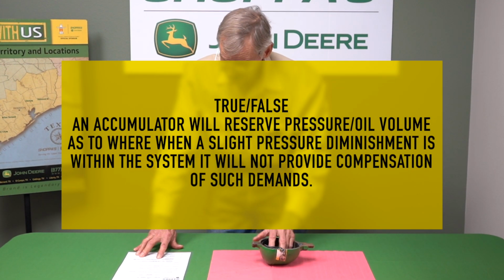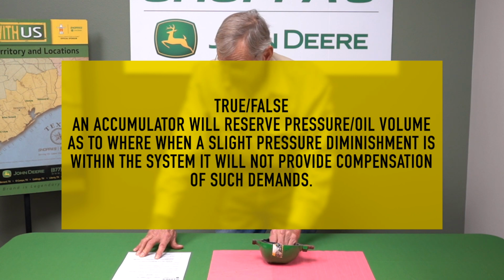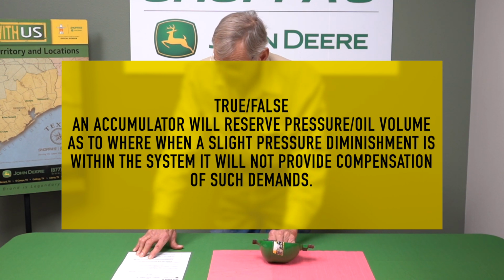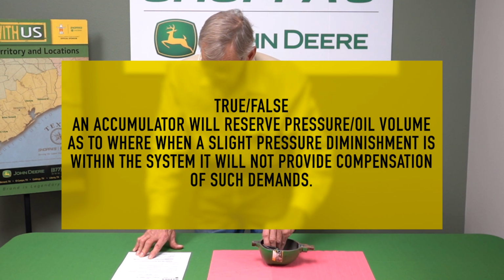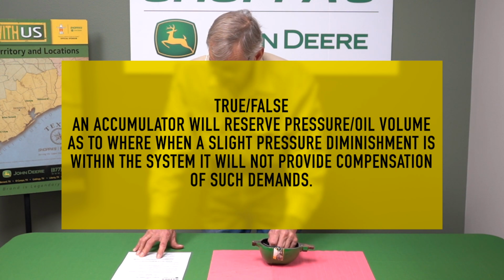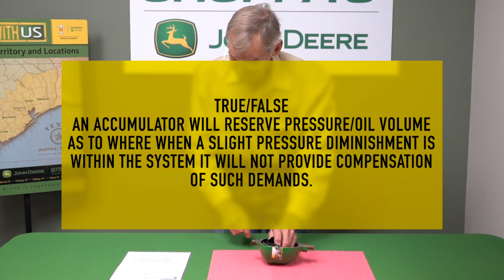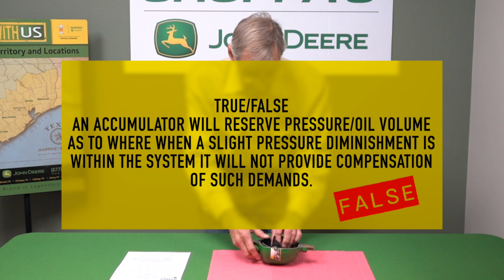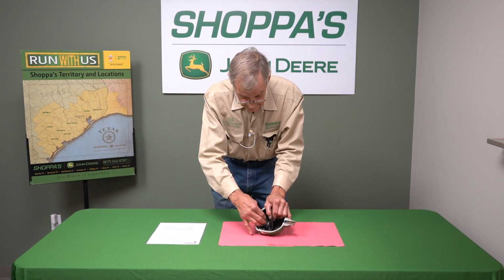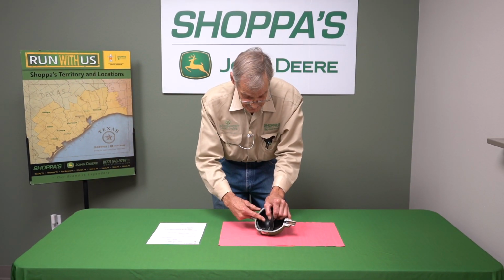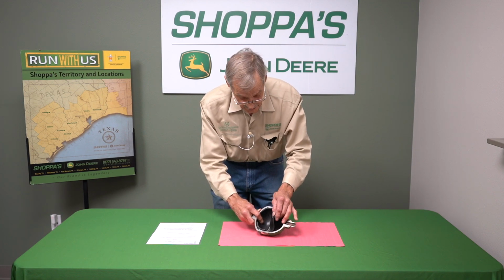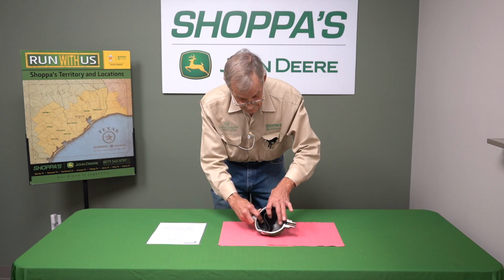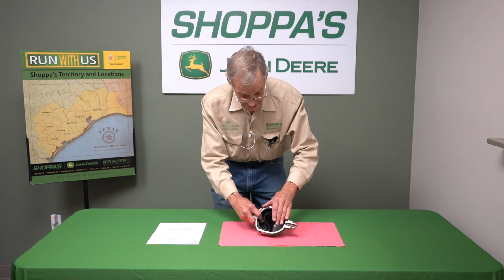Okay, now our next statement: an accumulator will reserve pressure, oil, volume, so that when a slight pressure diminishment is within the system, it will not provide compensation for such demands. That's false, because it will. You're going to have gas in this area, and you're going to have hydraulic oil in this chamber at a specific pressure.